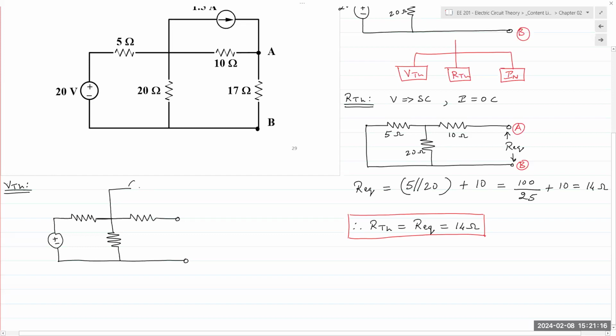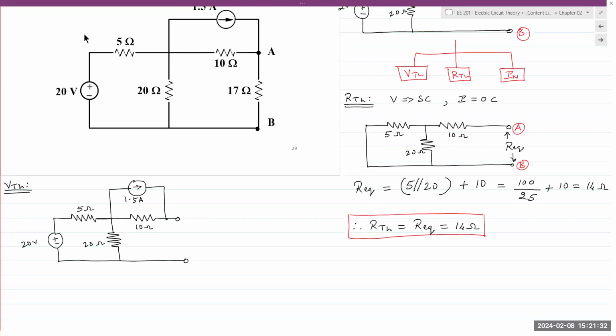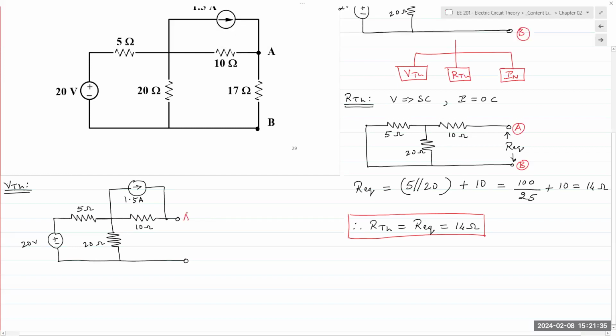Current source, 1.5 amps, 10 ohm resistance, 20 ohm resistance, 5 ohm resistance, and 20 volt source. And then terminals of analysis A, B, and we wish to find the open circuit voltage between these terminals. The polarity, of course, plus at A, minus at B. That is how we would solve this. So that is the setup of the problem.